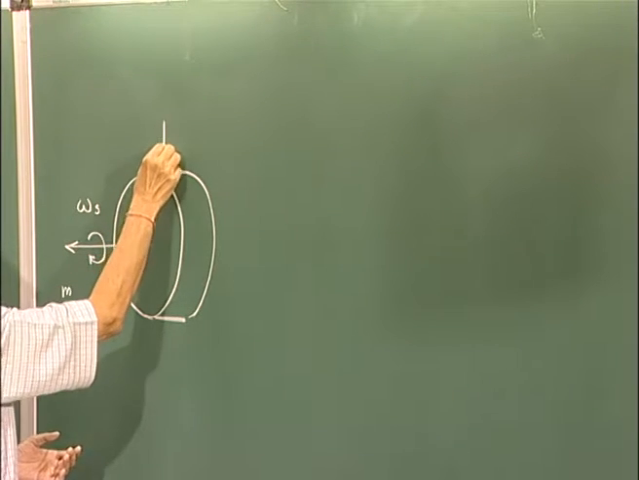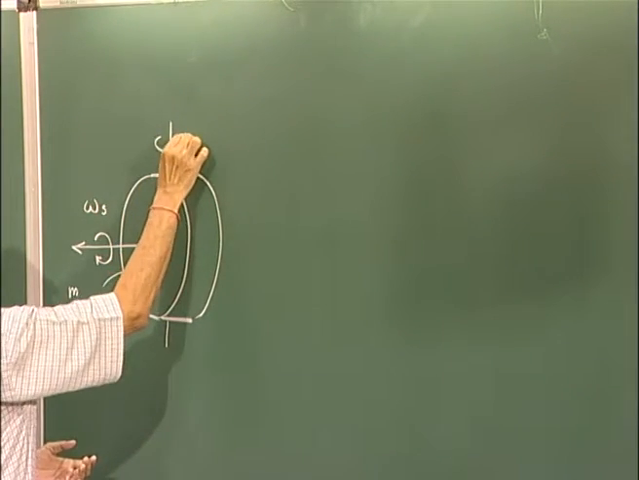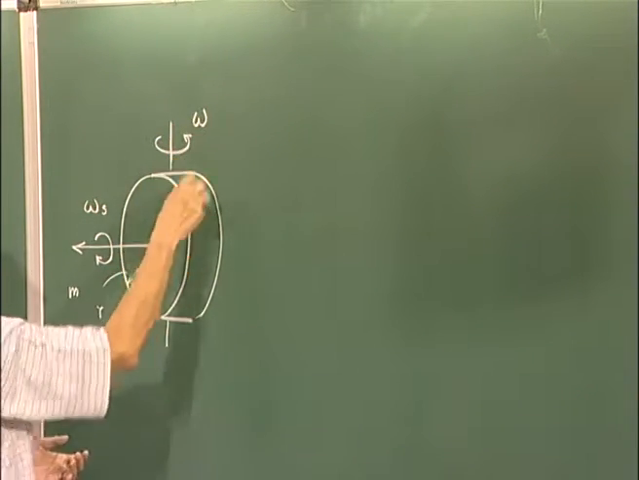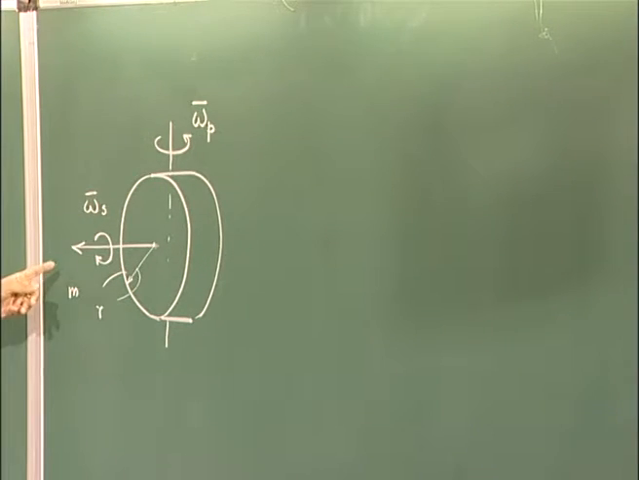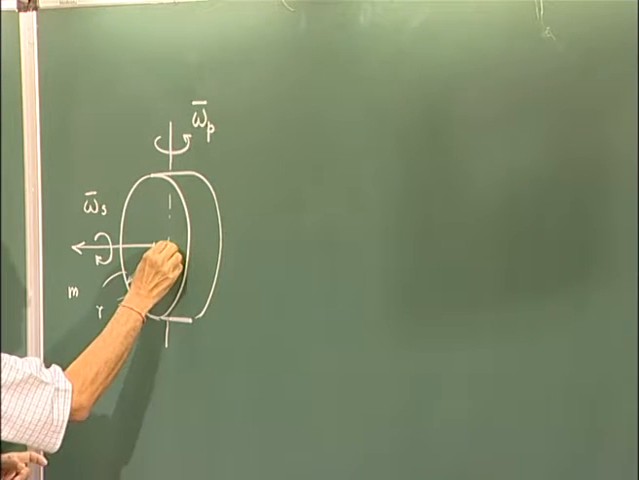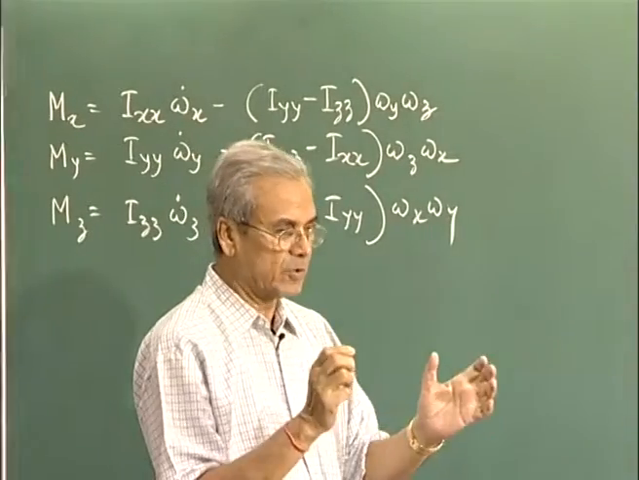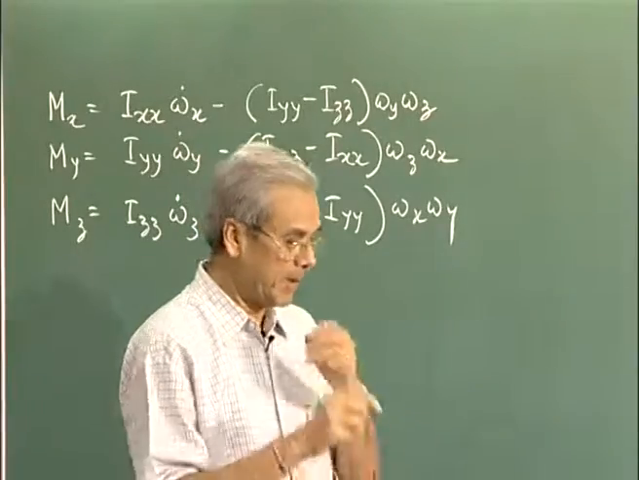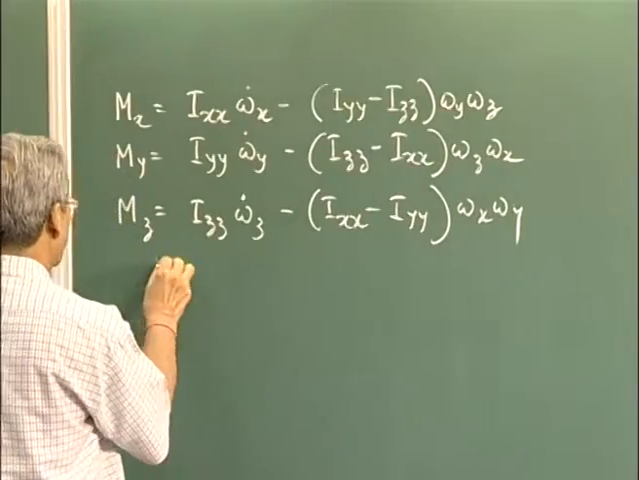and if this body is given a rotation about an axis which is perpendicular to this spin angular velocity omega s, when this is 90 degrees, then for this motion, what are the externally applied moments on this? Let us find it out using these Euler's equations.